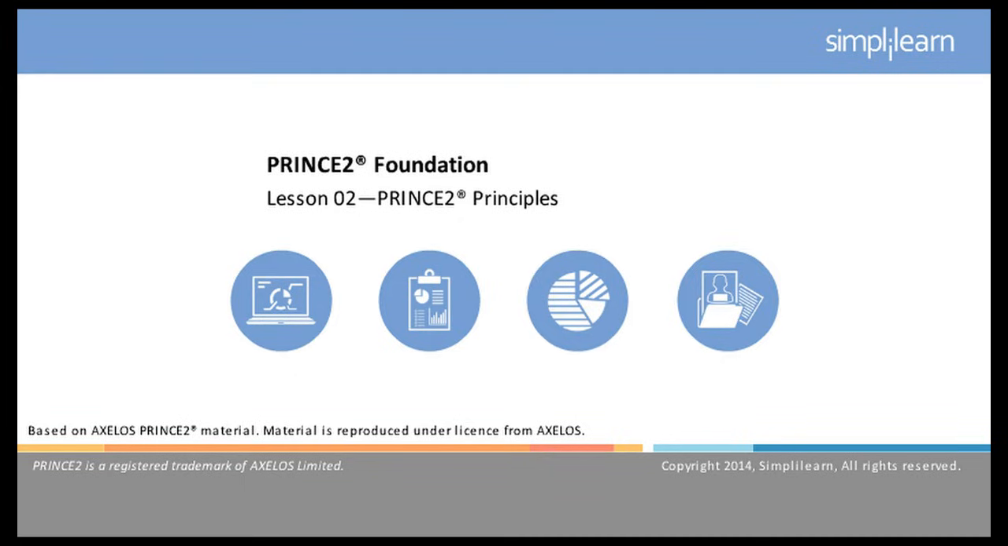The principles are guiding standards and imply the attitude of a person or an individual. PRINCE2 is a principles-based project management methodology. These principles have originated from the lessons learnt from projects that have been successfully executed and the projects that have failed. Let us discuss the objectives of this lesson in the next screen.